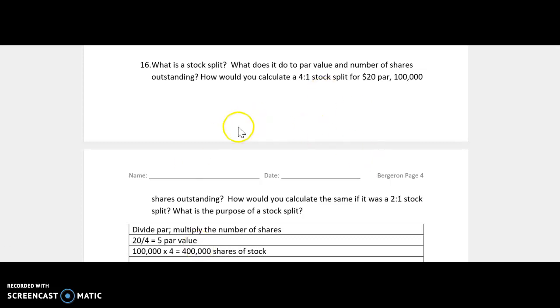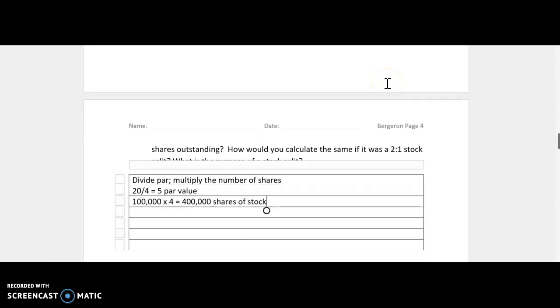So the total stock value did not change because 100,000 times 20 is 2 million and 400,000 times 5 is 2 million. So the stock split, the total amount does not change. We have just increased our number of shares and decreased our amount of par. Okay, let's do our 2-for-1 this time.